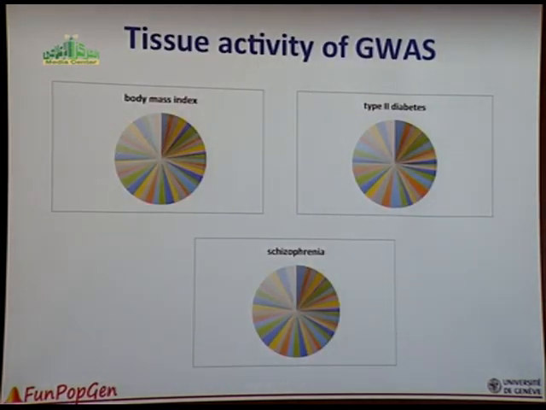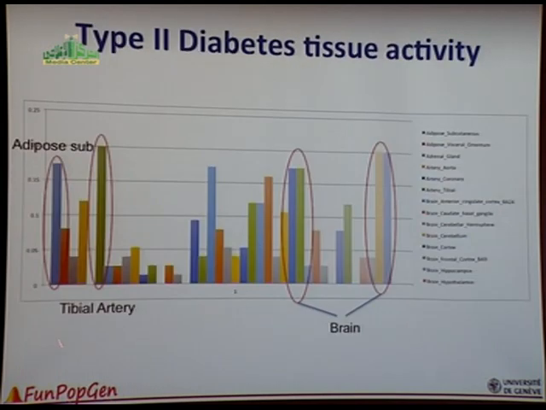I'm just going to skip this a little bit faster, so here's some of these profiles which are currently unnormalized for the random expectation for 44 tissues for body mass index, type 2 diabetes, and schizophrenia. But just to give you an idea for what comes up, let's say in type 2 diabetes, you get adipose tissue to be quite enriched, tibial artery, and several brain tissues, which is not surprising, especially for almost all of them. Tibial artery is a little bit off, but we have to see what that means.